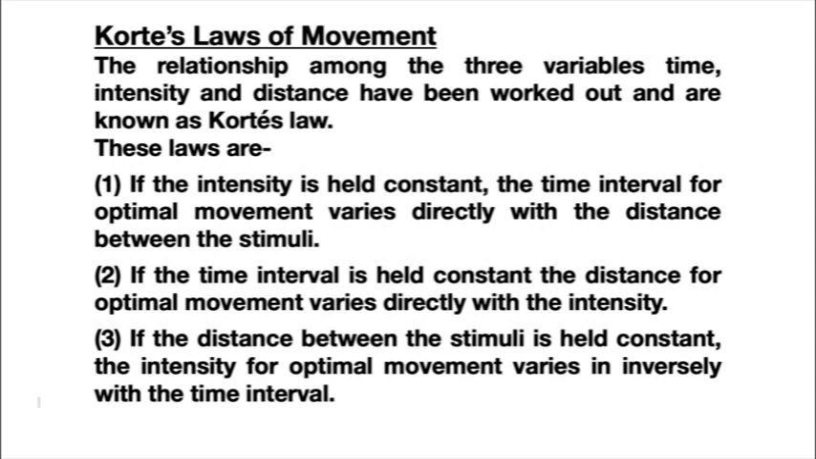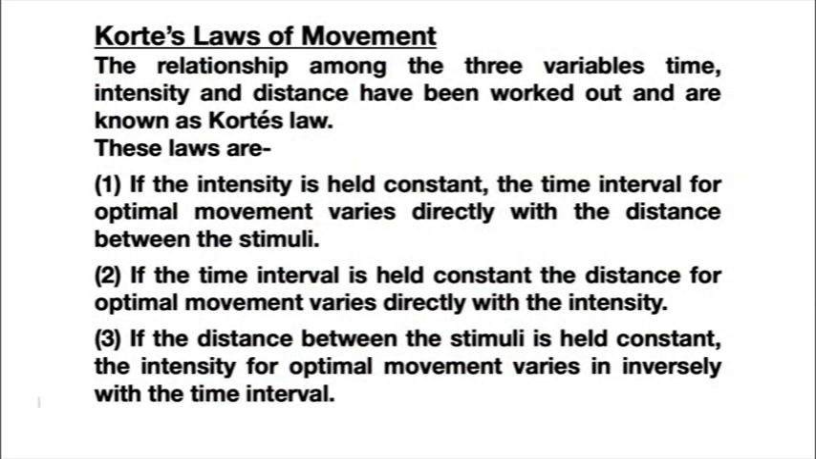So, the relationship among the three variables, time, intensity and distance, have been worked out and are known as Korte's law. So, the relationship between which three variables? Time, intensity and distance is called Korte's law. What is that? We will talk about it. Number one, if the intensity is held constant, you are keeping the strength constant, the time interval for optimal movement varies directly with the distance between the stimuli.